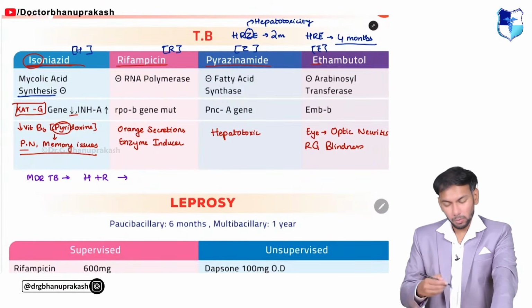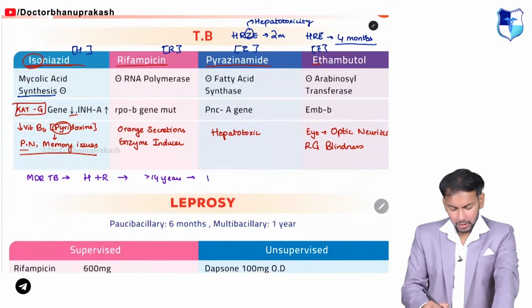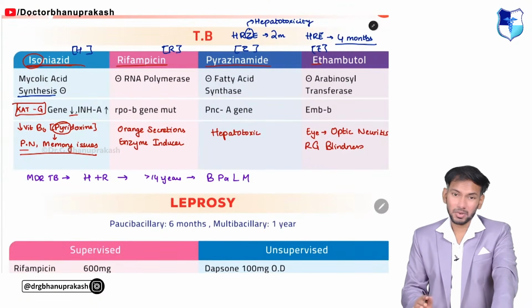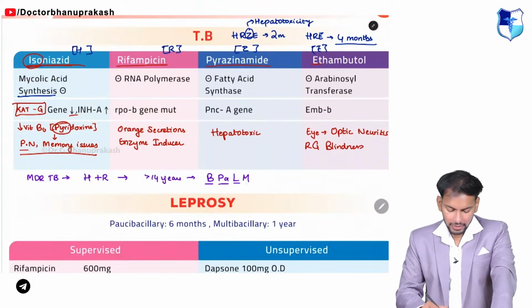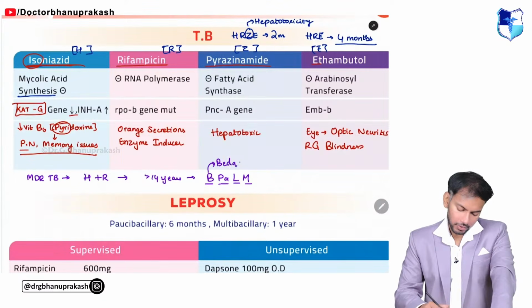And if the person is more than 14 years of age and if he is having MDR-TB, we will give a regimen that is known as BPaLM regimen. BPaLM regimen. This is very important. B for bedaquiline, Pa for pretomanid, L for linezolid, M for moxifloxacin. At least remember bedaquiline. This is where the questions are most commonly asked.